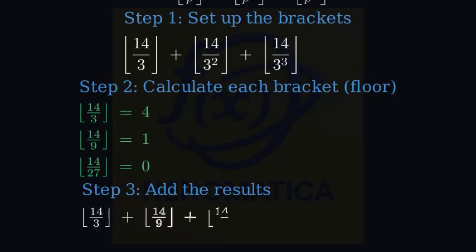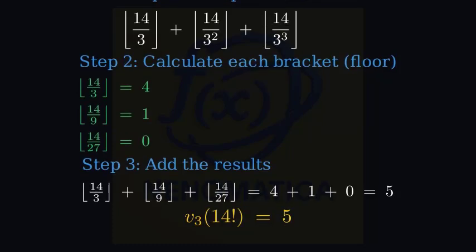Step 3. Add the results exactly as the algorithm shows. 4 plus 1 plus 0 equals 5. So the exponent of the prime 3 in 14 factorial is 5. Final answer. The exponent of the prime 3 in 14 factorial equals 5. We can write v sub 3 of 14 factorial equals 5.